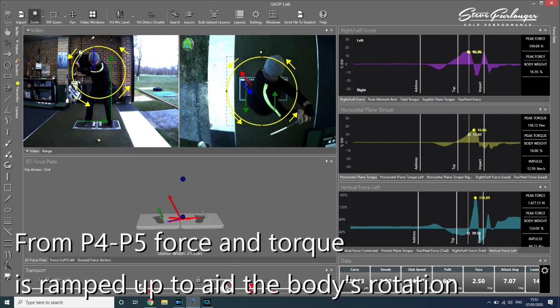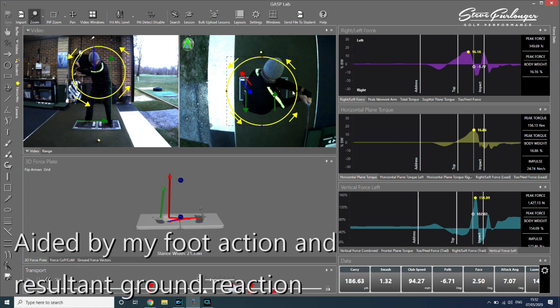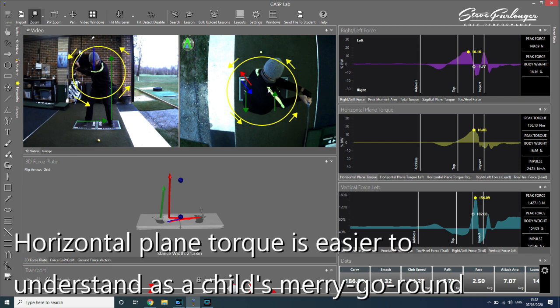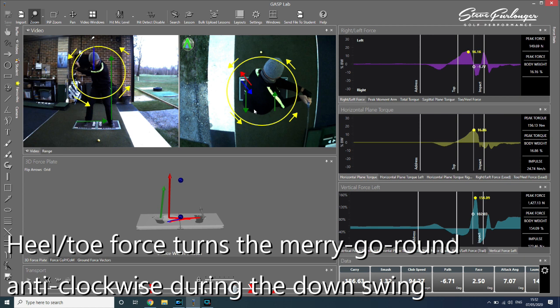Before I get to arm parallel on the downswing, I'm really starting to ramp up my twisting or rotation of my body. So my feet are really pushing backwards and forwards to start to rotate this yellow circle. I call this yellow circle a merry-go-round, and in this view that I use in my studio, if I look down from the ceiling, I'm standing on a child's merry-go-round. The two forces acting to spin this wheel are the forwards and backwards pushing of my feet.